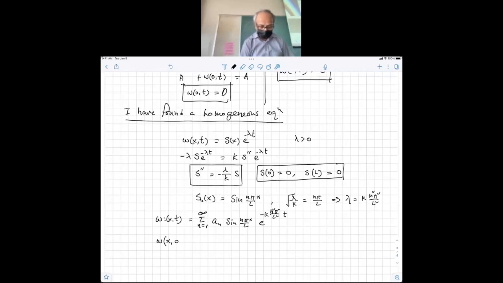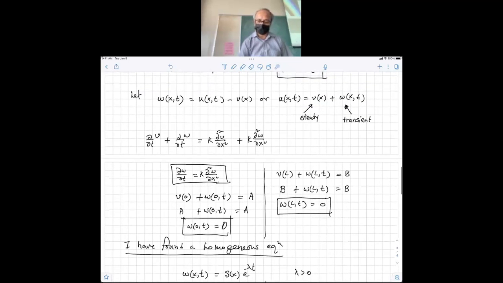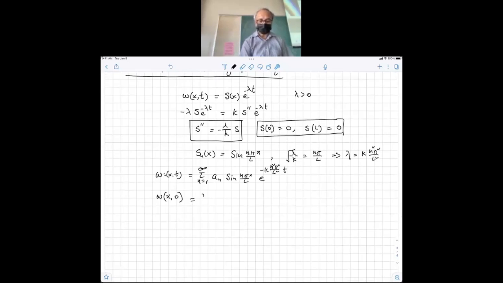And then use the initial condition. So what is the initial condition? If you look back here, the initial condition would be W at x, t0 would be U at x, t0 minus the steady state. I know some of you might be confused, so let us do one more step.